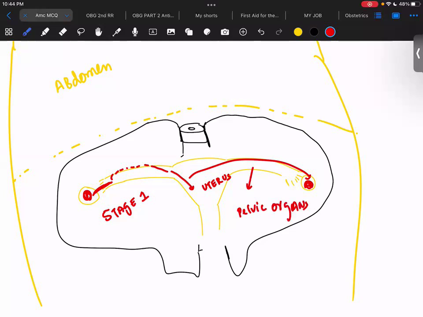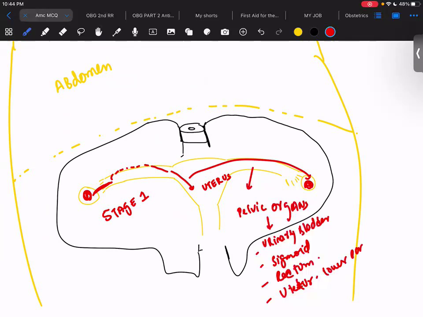What are the pelvic organs? Urinary bladder, right? It involves the sigmoid, rectum, or even the lower part of the ureter. This is what you call the second stage.